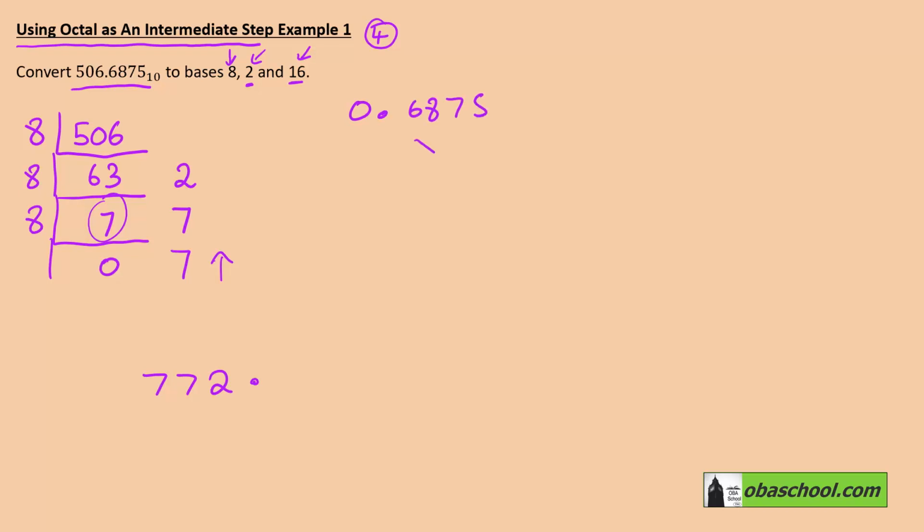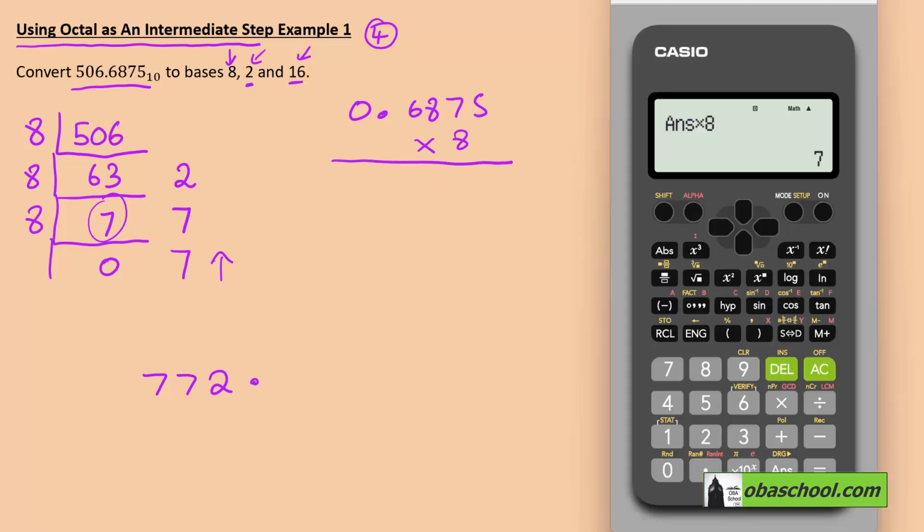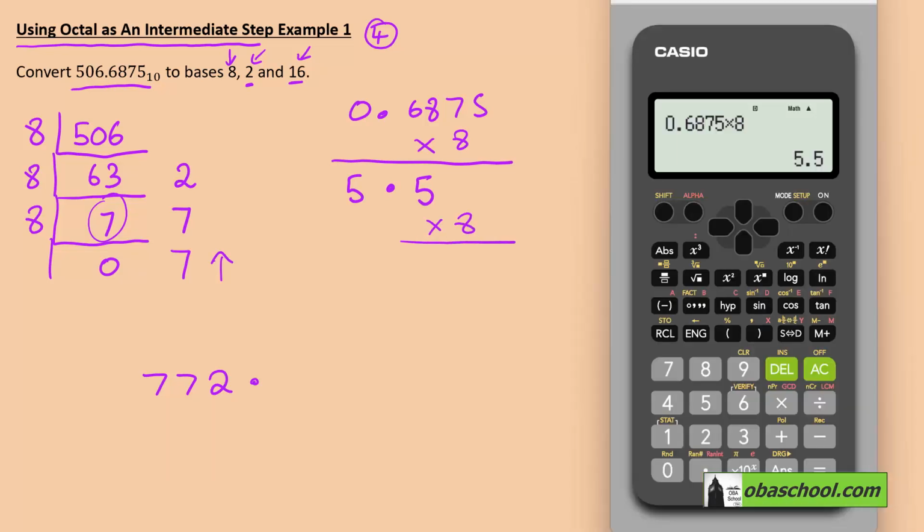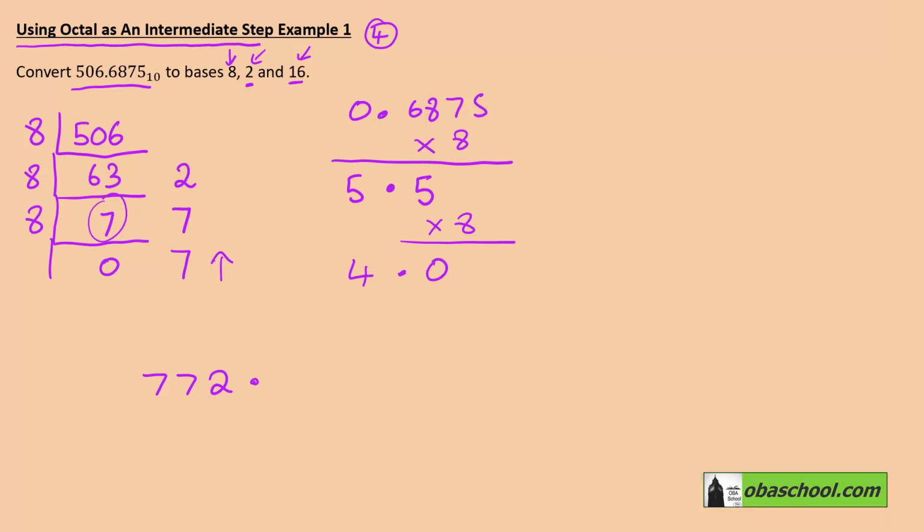Now, the 0.6875, the decimal part, we're going to start by multiplying that by 8. So 0.6875, multiply that by 8, and we get 5.5. And then we're going to multiply just the decimal part. So take away the 5, multiply by 8, and we get 4.0. So it terminates there. So we've got 772.54 when we're in base 8.